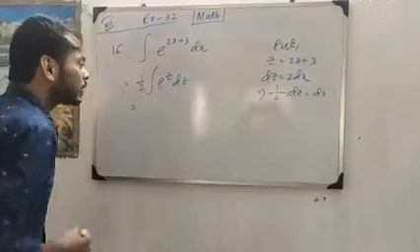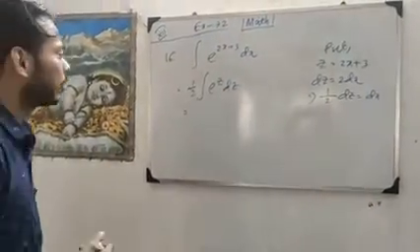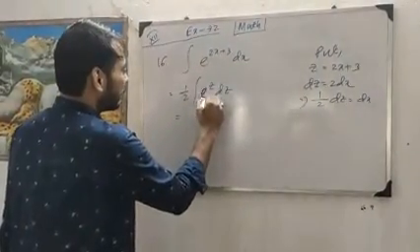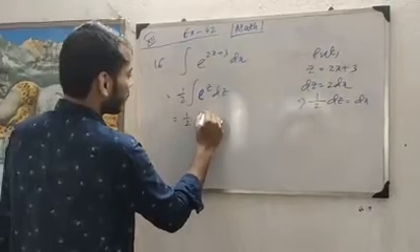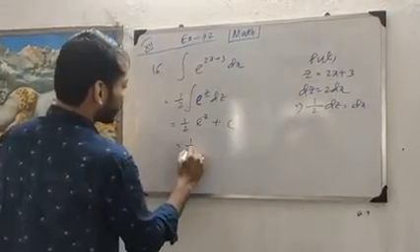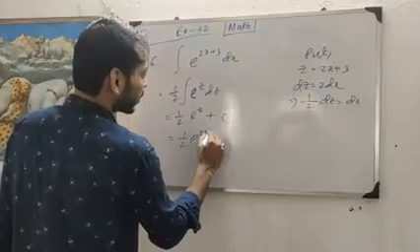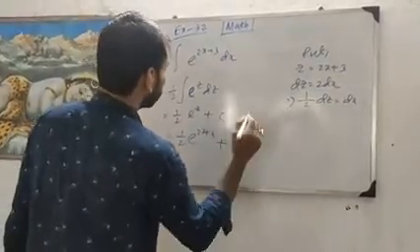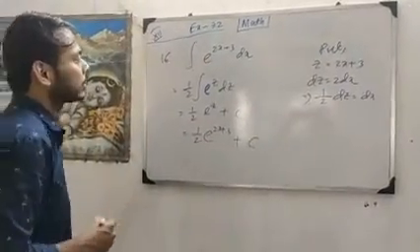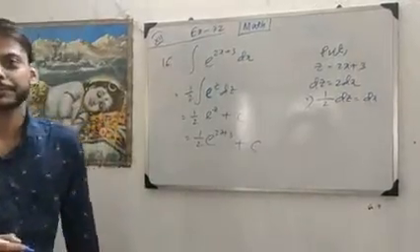Okay, so it will be converted into 1 by 2 integration e to the power z dz. You know that integration of e to the power z will be again e to the power z. That means it will remain unchanged. That means half e to the power z plus c. That means half e to the power 2x plus 3 plus c. Okay, so that's our question number 16.